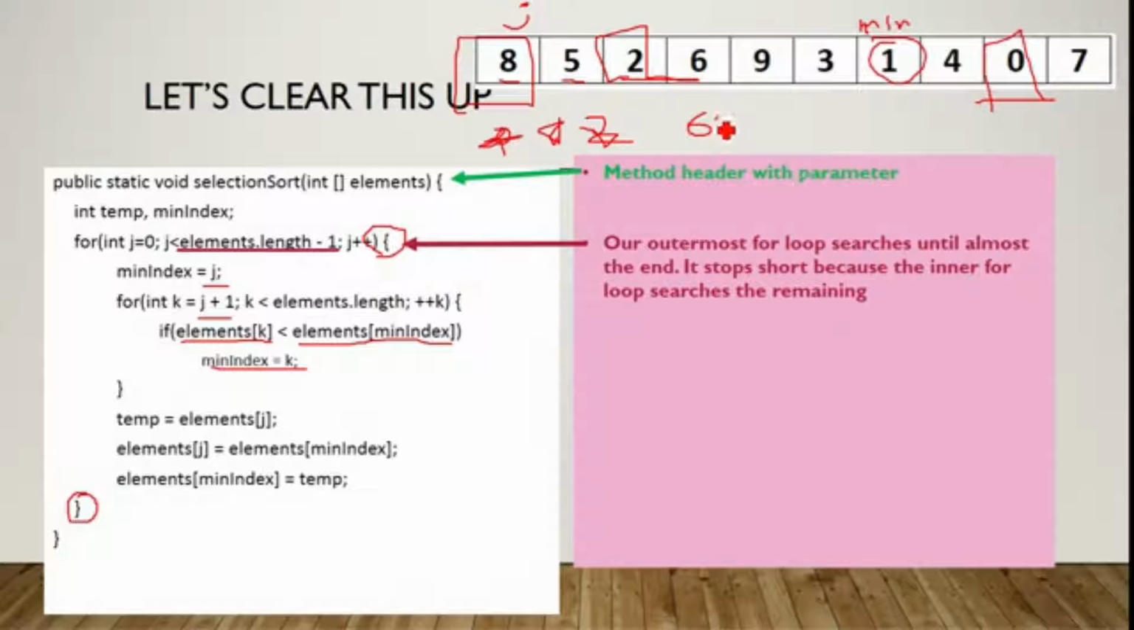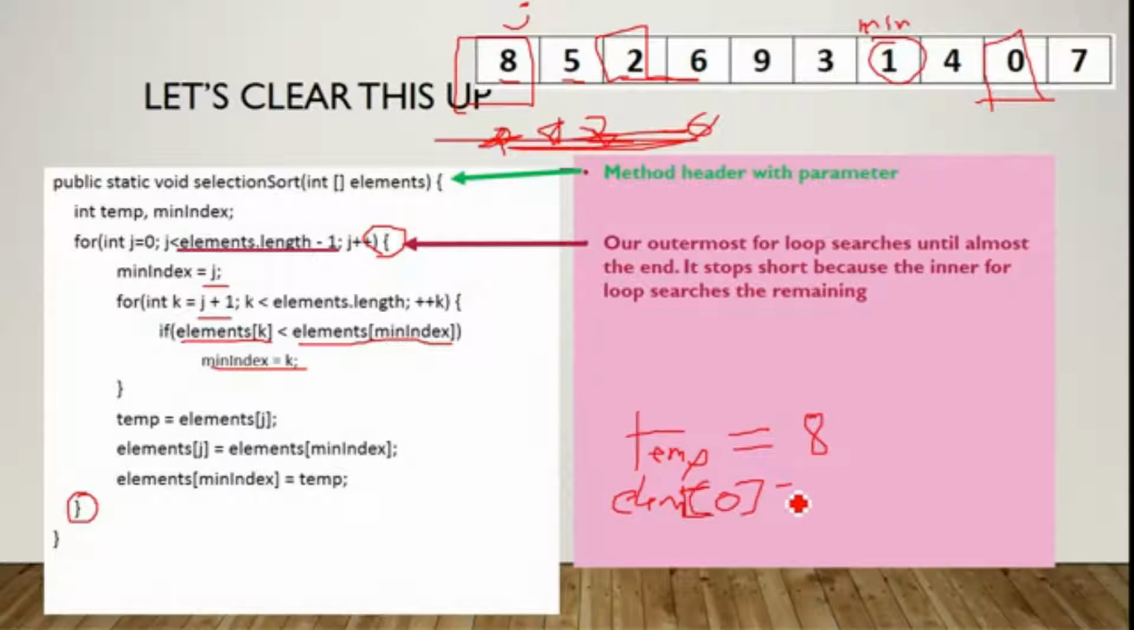So what it's going to do is take this other variable, temp, and set it equal to the element at j. Now j is currently right here, so it's going to equal 8. Then it's going to set the element at j equal to the element at min index, meaning this one right here is going to be 1. So it says elem, square brackets, at 0 is going to now be equal to 1. So we got rid of this 8, put a 1 in there.